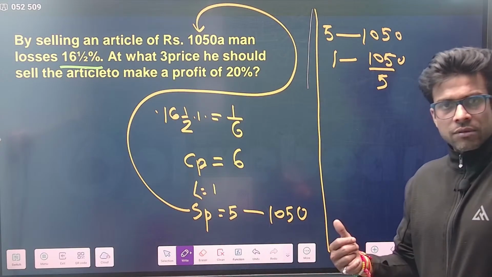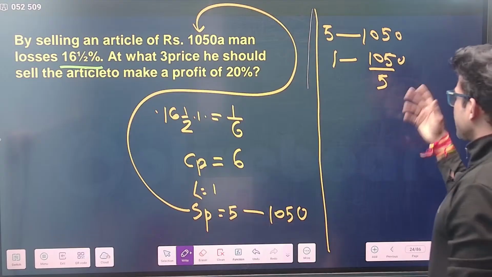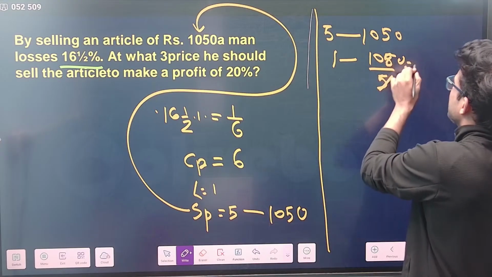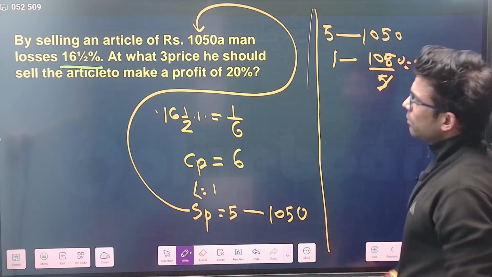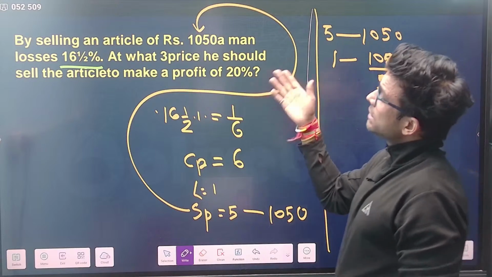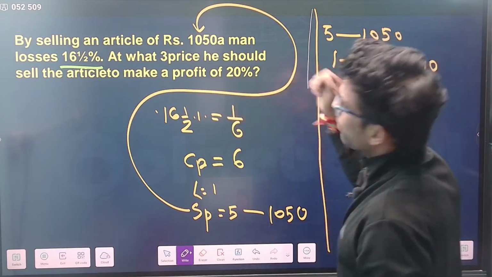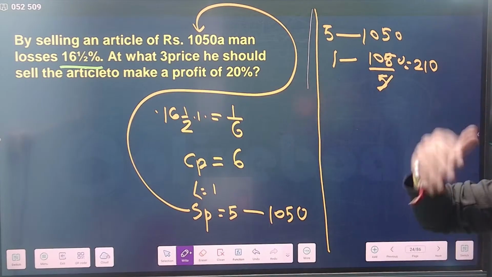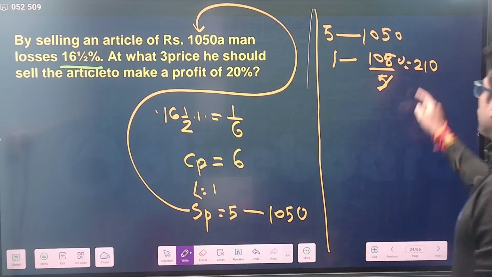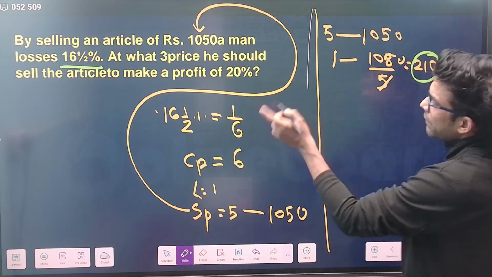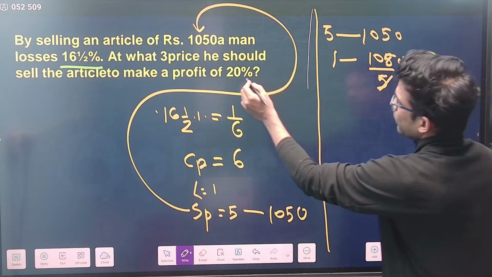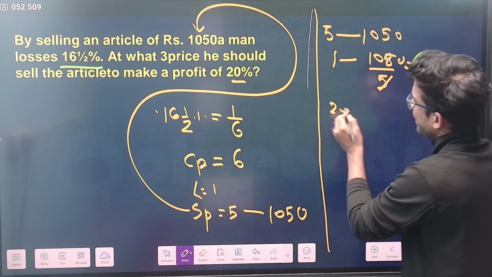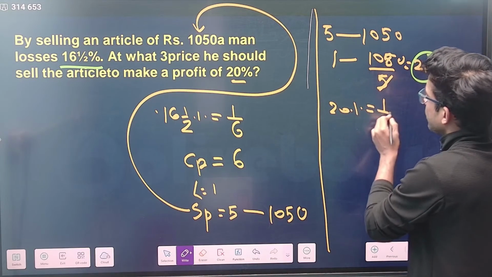You're getting it till now. So basically, this goes by how many times? It is easy, 210. Correct. Now they're asking at what price he should sell the article to make a profit of 20%. Now again build a data, guys. One value is 210, having a profit of 20%. 20% is basically 1 by 5.